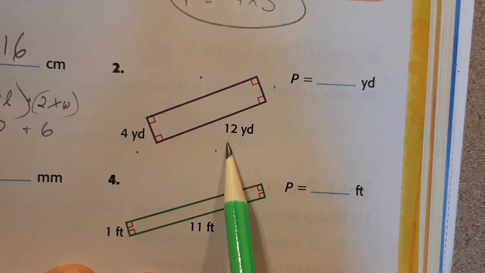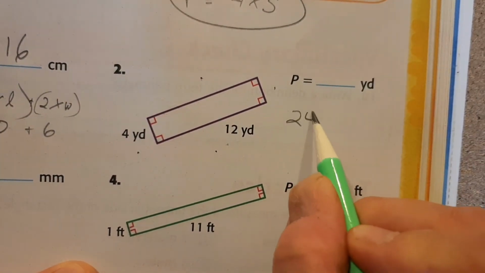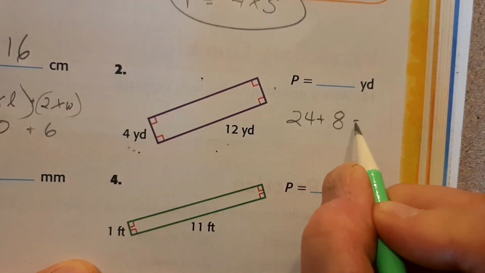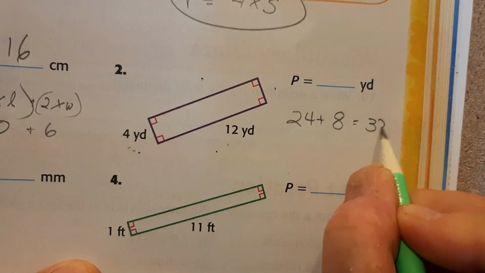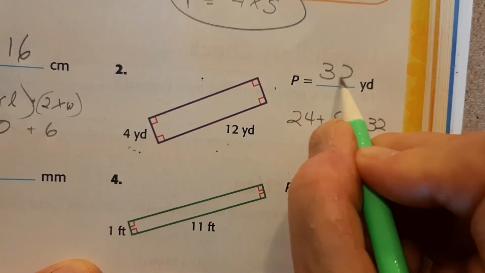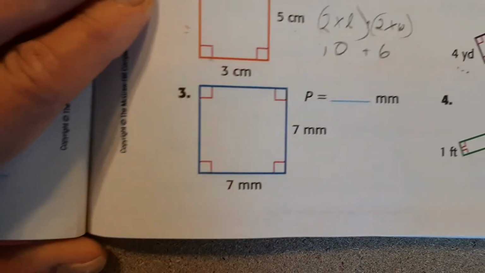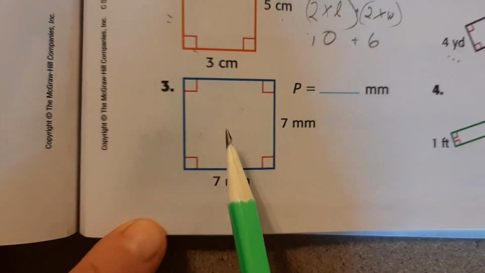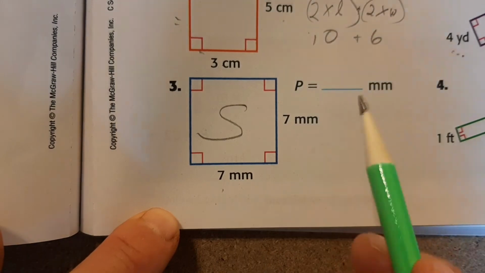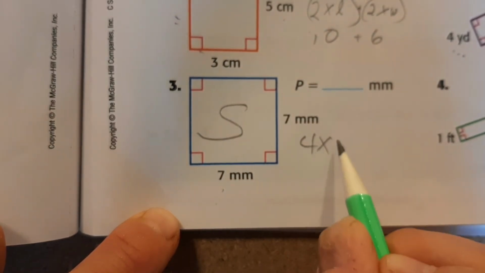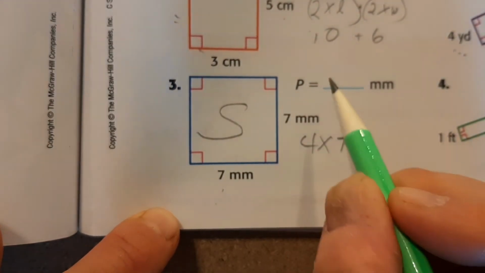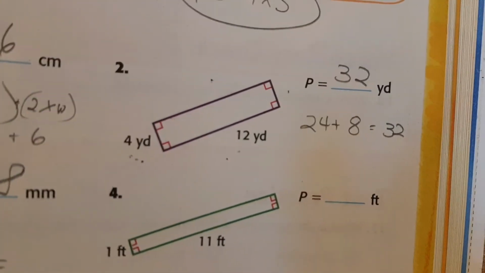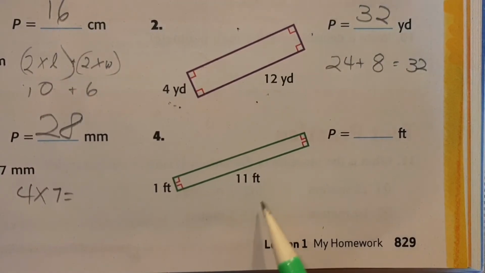2 times 12 is 24. 2 times 4 is 8. What does that equal? 32. Very good. Now this one is the easy one, because what kind of shape is this? Is it a square? Yep, it is a square. So all you have to do is 4 times the side, which is 7. What does that equal? 28.